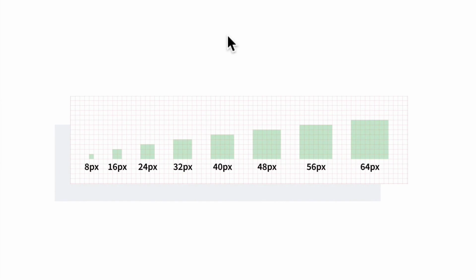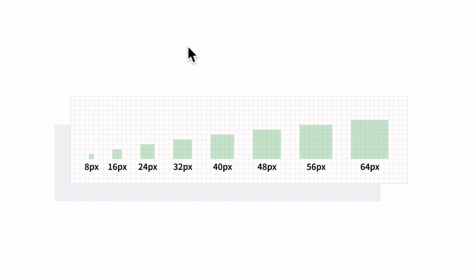I use an 8-pixel base unit because it makes scaling for a variety of devices really easy. Most screen sizes are divisible by 8. It's also divisible by itself. 8 divided by 2 equals 4, 8 divided by 4 equals 2. There are even 4 pixels, 5 pixels, 6 pixels, and even 10 pixel increments. There is no wrong answer here.